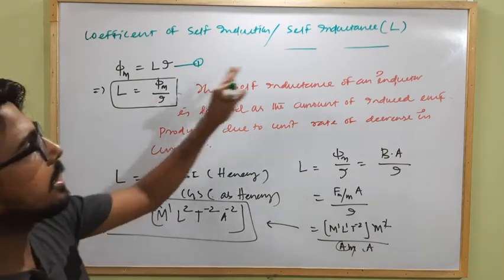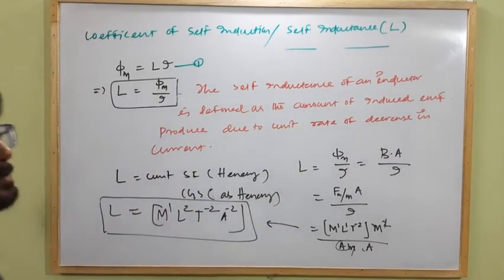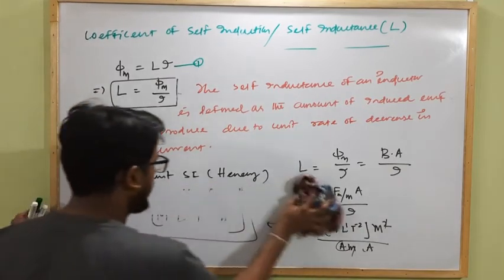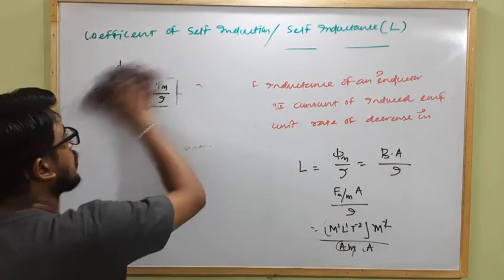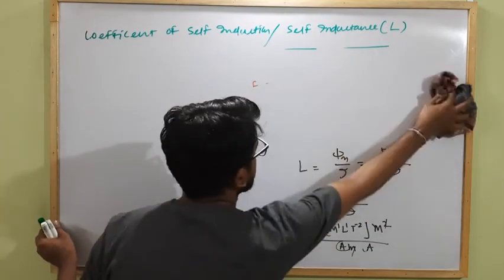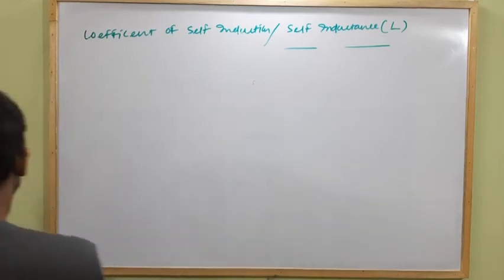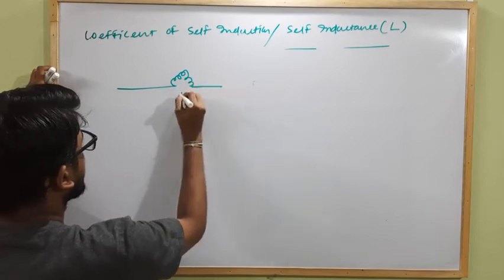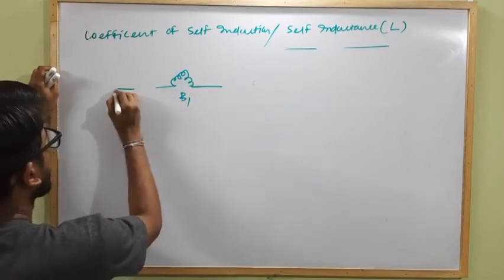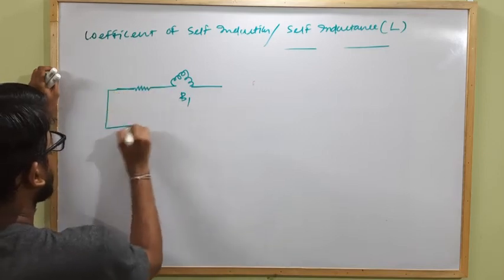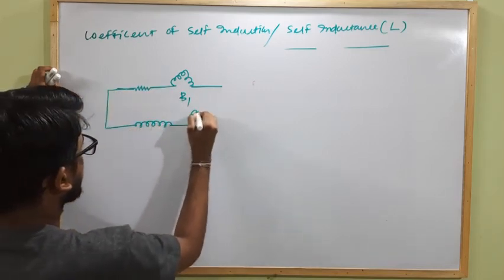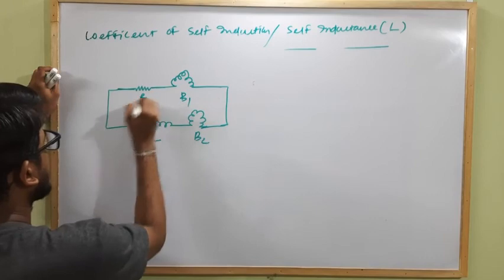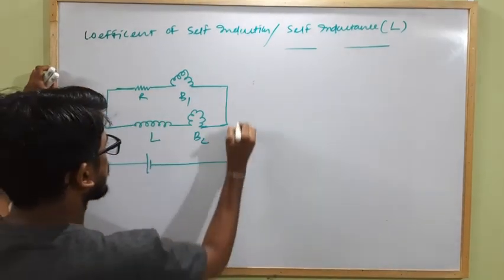So how can we show the self induction experimentally, that an inductor opposes the change in current. So experimentally we can also show the self induction of a coil. Just see here, we are attaching a bulb B1 through a resistor and another bulb B2 through an inductor. Both are connected in parallel to an external source V.